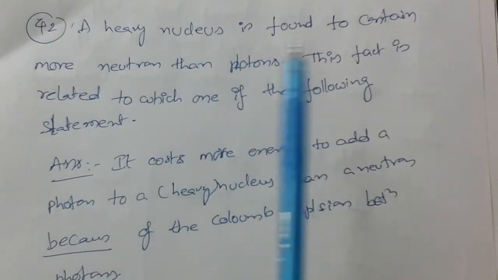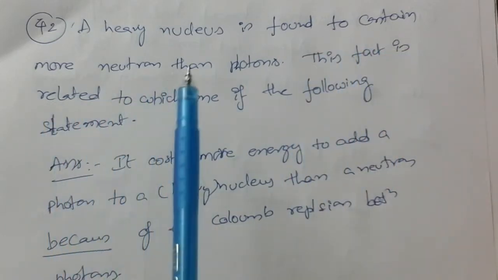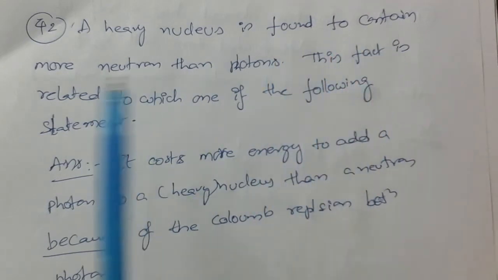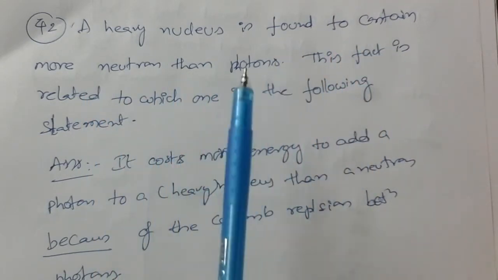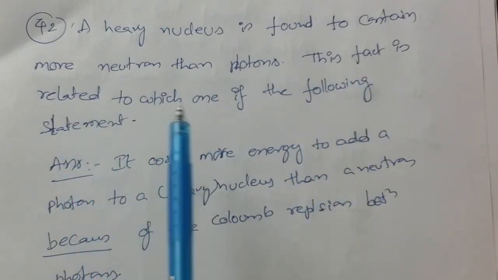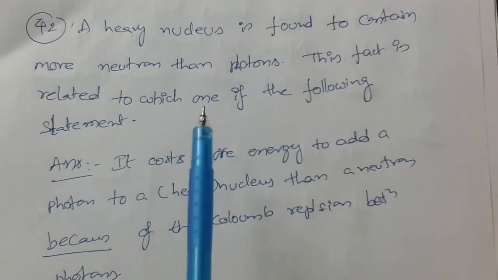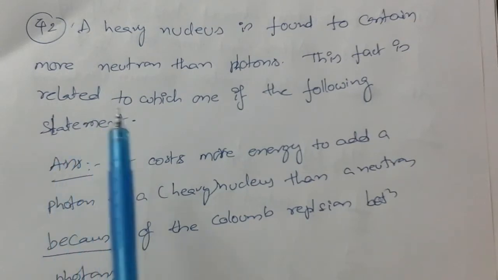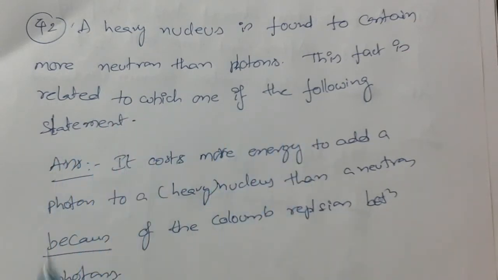A heavy nucleus is found to contain more neutrons than protons. This fact is related to which one of the following statements? So one statement only we can take here: it costs more energy to add a proton to a heavy nucleus than a neutron.